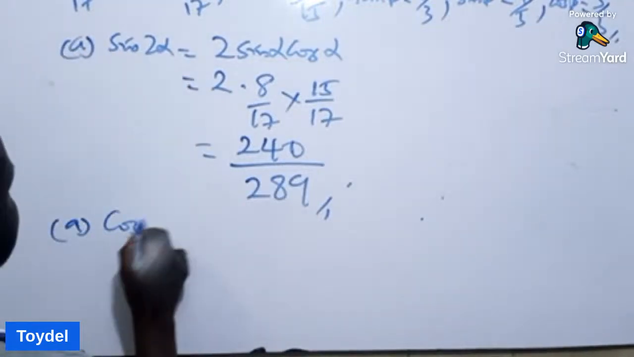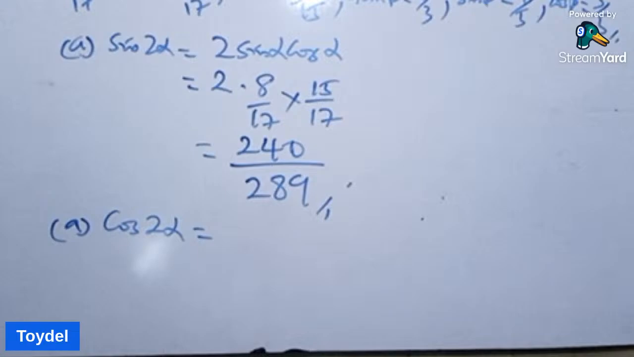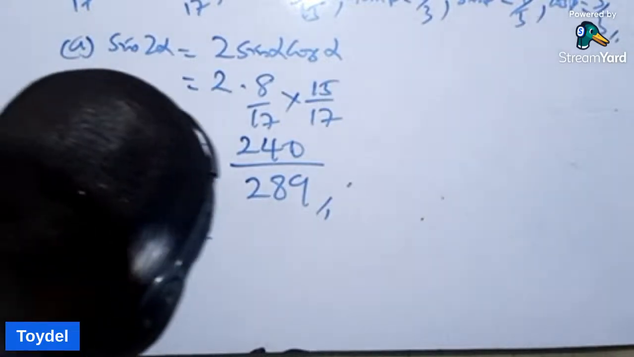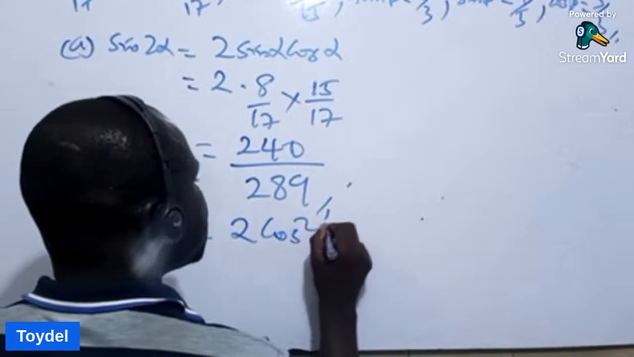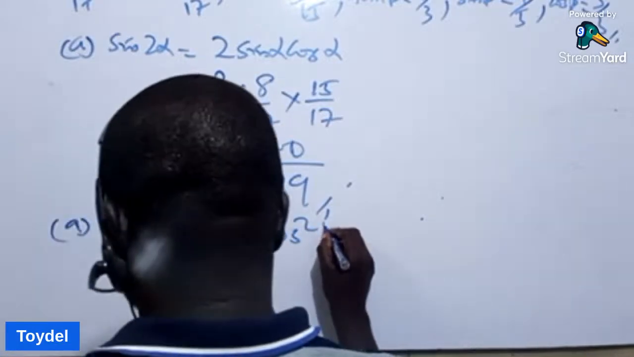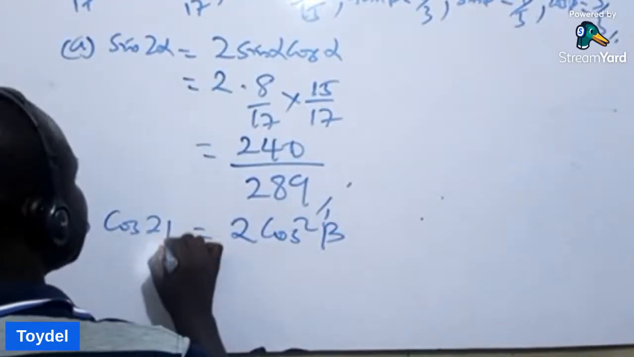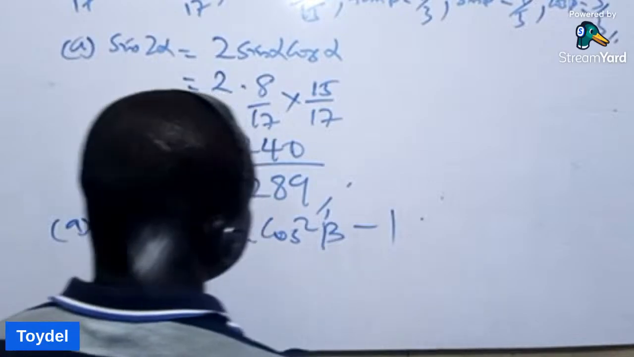Then we go to cos 2 beta. In this case, there are three expressions that we can use here. Let me go ahead and use 2 cos squared beta minus 1.